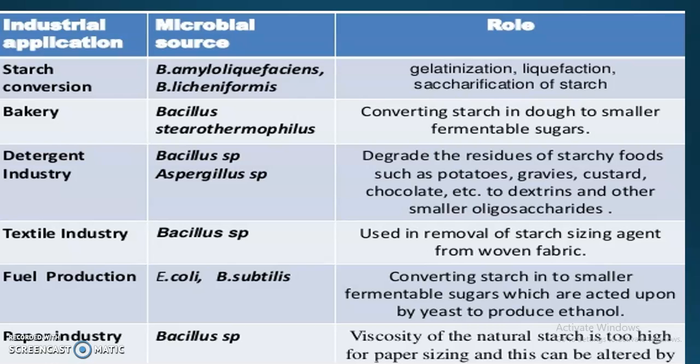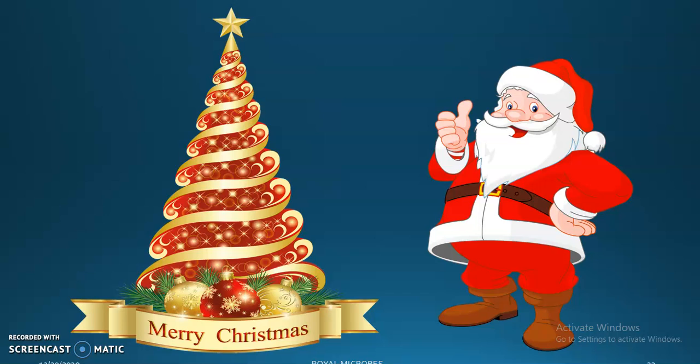Then in the paper industry, it is also used for paper sizing. So these are some important industrial applications of the amylase enzyme. That's all about the production of amylases. Hope you all understand.